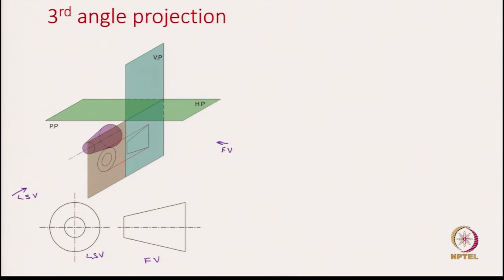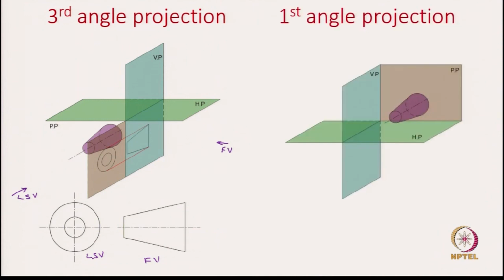Okay. So, now let us repeat the same process for the first angle projection and see how these views look for the same object. Again we take these horizontal and vertical planes and make them into 4 quadrants. We place the same object in the first quadrant. So, here is this frustum of a cone in the first quadrant, and when we are trying to capture the front view, we capture it on the vertical plane. Again we get the same view, which is the trapezium, as the front view.